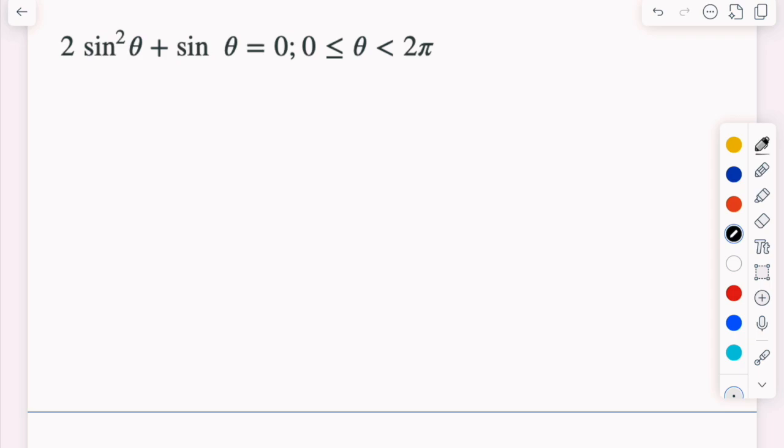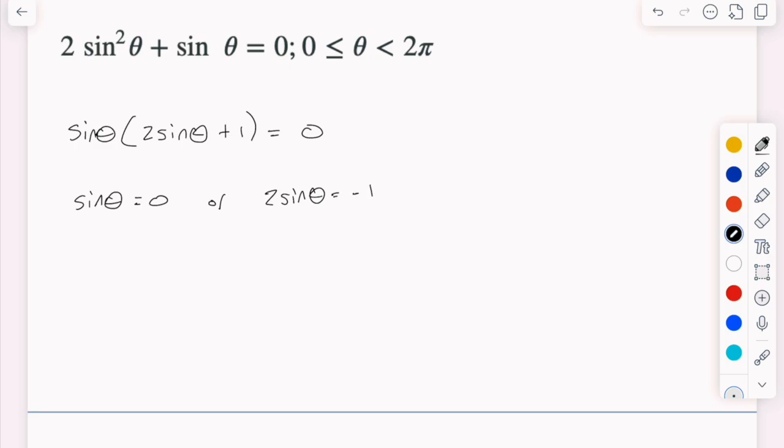So the way to solve this is to say, well, 2 sine squared theta plus sine theta, we can take out the sine theta. So we've got sine theta times 2 sine theta plus 1 is equal to 0. And therefore what we've got is sine theta equals 0, or 2 sine theta is equal to -1, so sine theta equals -half, which means what?